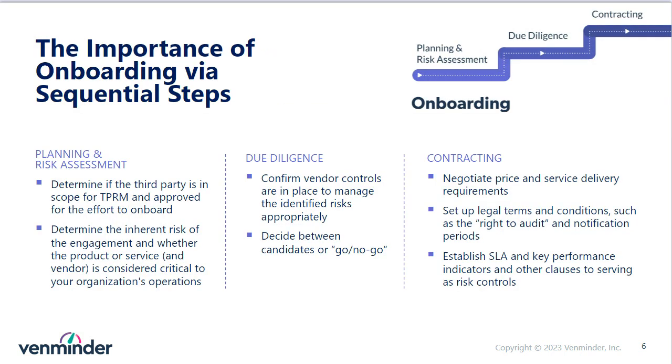So let's take a moment to break down these life cycle stages. First and foremost, planning and risk assessment. You're going to be identifying whether or not this vendor and product and service are even in scope of risk assessment and due diligence. Not all vendors are. Not all products and services are in scope. So refer to your policy there and review if these are exceptions to that.